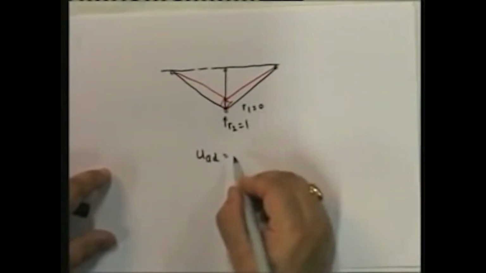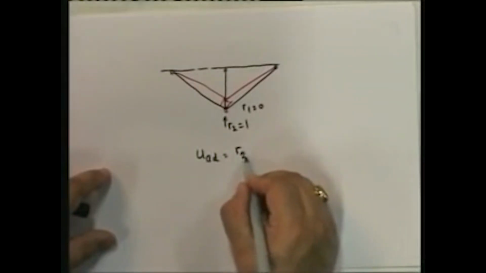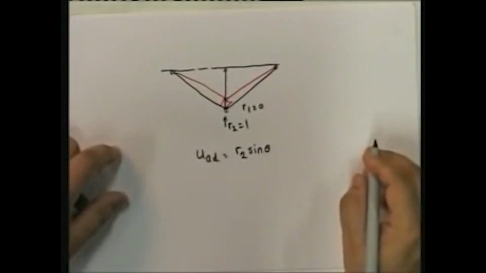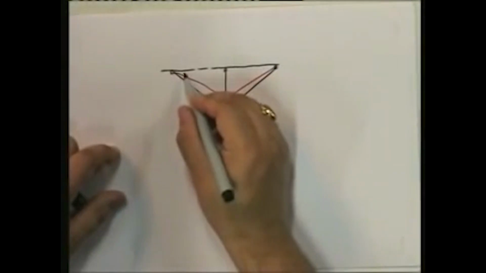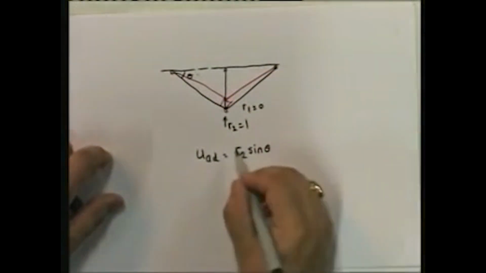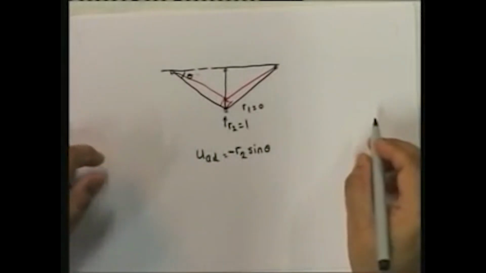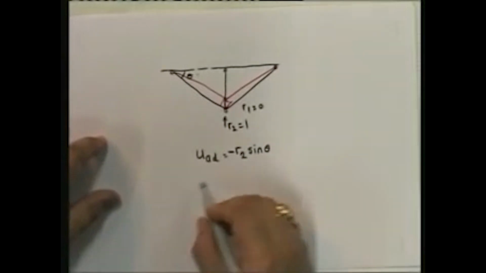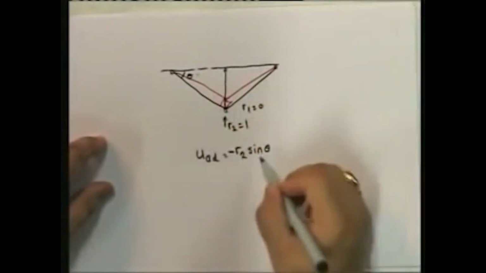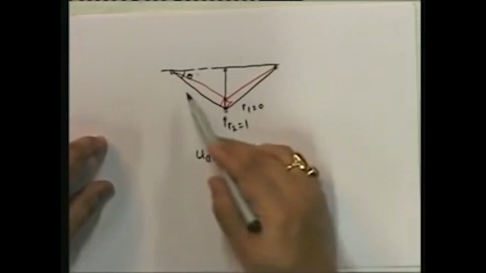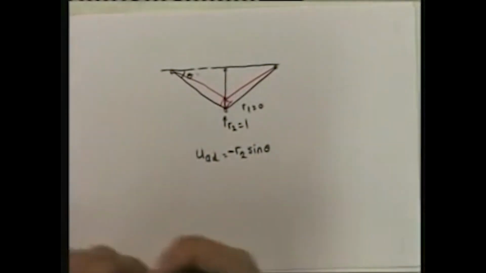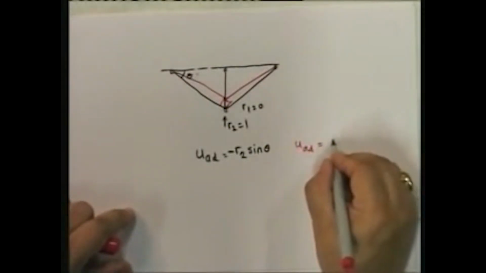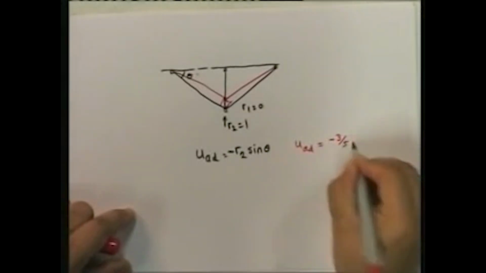You will see that UAD is going to be equal to R2 sine theta, where theta is this angle, and this happens to be minus because it is shortening. Okay, and same thing for all of them. In this particular case, you will see sine theta, UAD will be equal to minus 3 by 5.